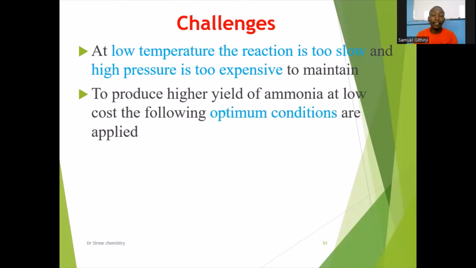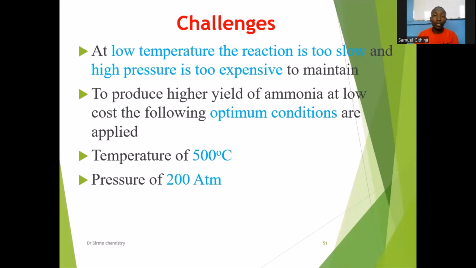So to provide a higher yield, we need to choose some optimum conditions. What are optimum conditions? The conditions that will give us the highest yield or production with the minimal cost. And for this one, temperature should be 500 degrees Celsius, pressure should be 200 atmospheres, and of course we use the catalyst. These are the combinations that we can refer to as optimum for the Haber process.